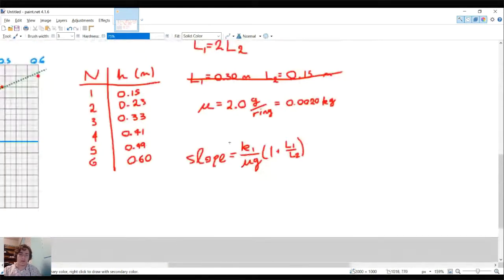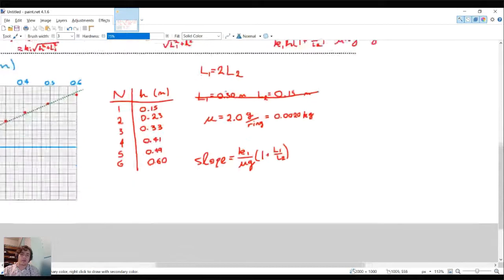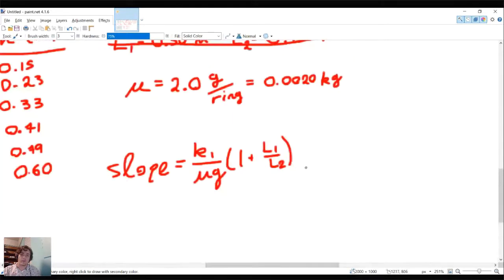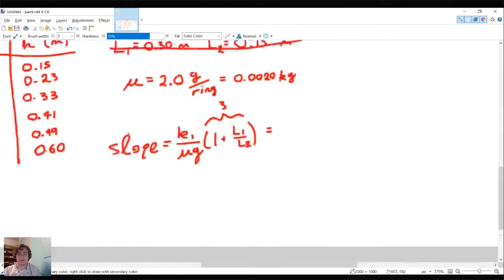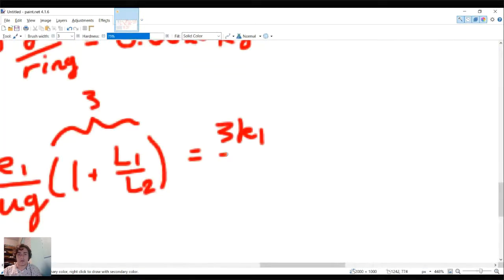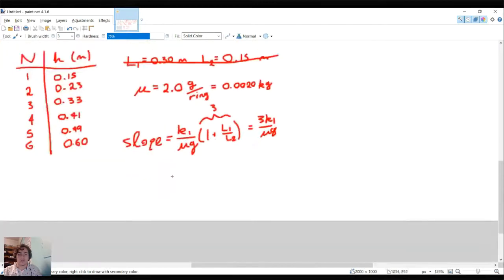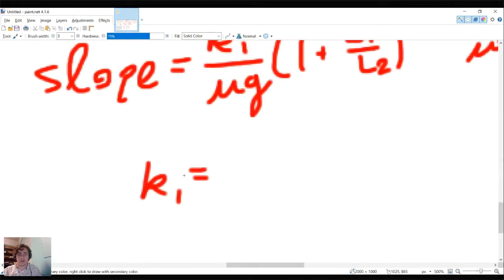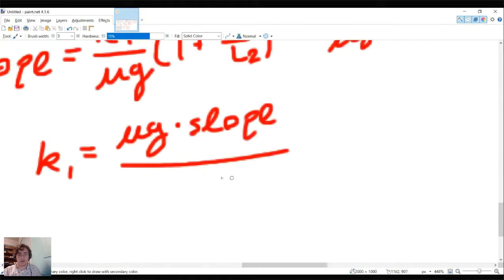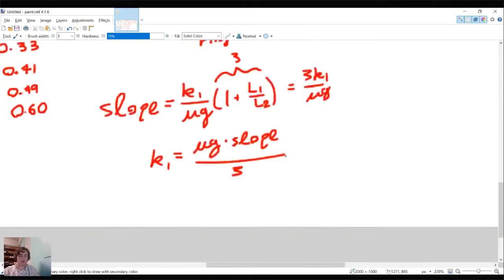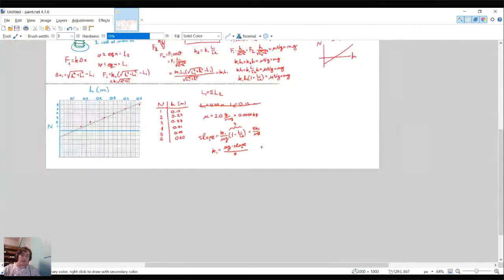So we know that L1 is equal to 2L2. So we substitute 2L2 into here, we get 2L2 over L2, which is just 2. So this whole thing becomes 3. So for this case specifically, it would be 3K1 over mu g. So the spring constant that we're looking for, K1, is equal to mu g times the slope divided by 3, just by algebra and solving for K1. So we need to find the slope here.